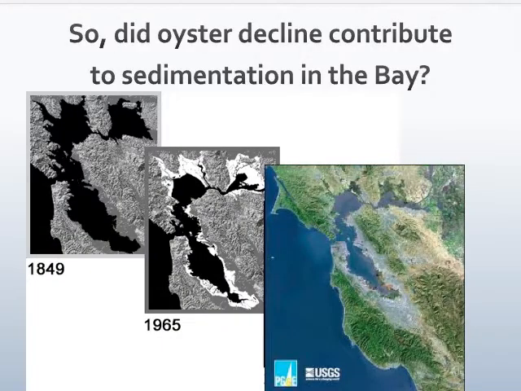So did oyster decline contribute to sedimentation in the bay? Well, it might have, because with fewer oysters, we have fewer filter feeders. When the population thrived, they probably reduced sedimentation 100 years ago with their filter feeding.